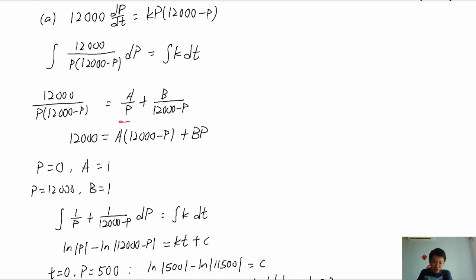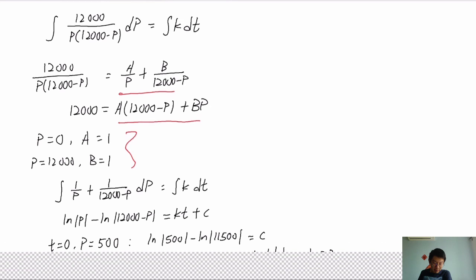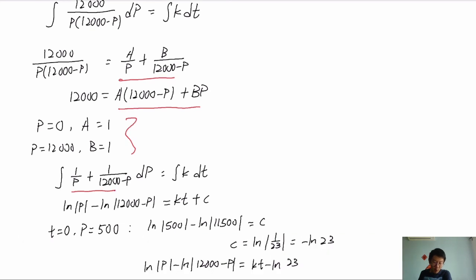For the partial fraction, we have A over P plus B over 12,000 minus P. Just substitute the values to find out what A and B are. For A and B, it is just a nice 1. This is why we get this expression.